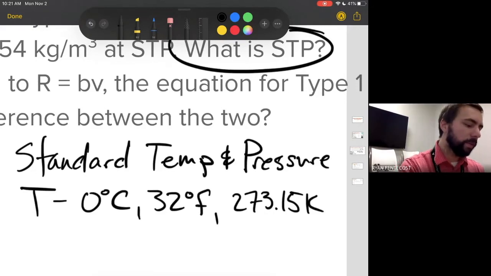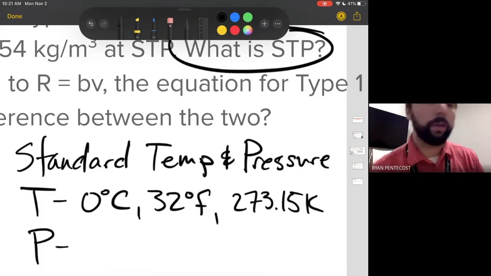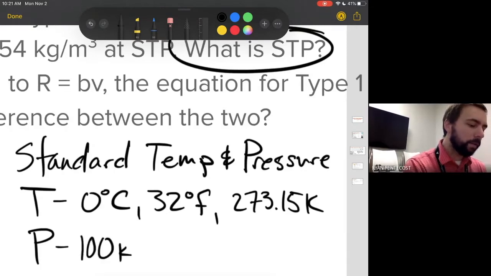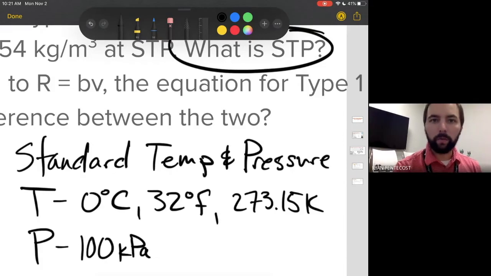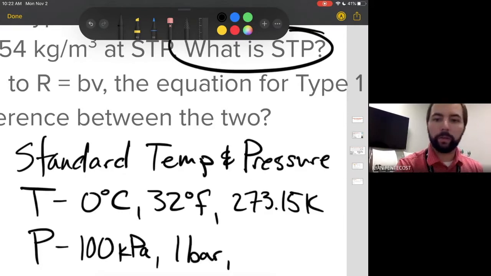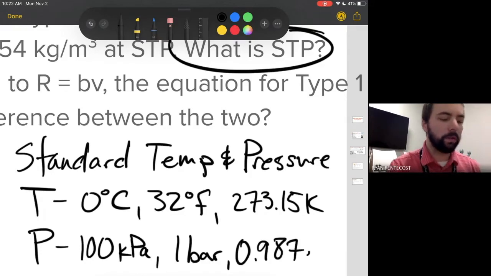For pressure, this is not something that we've really gone over in class. When you move on in your physics career, you'll talk a lot more about pressure, especially when you get into thermodynamics. The pressure is standard at 100 kilopascals. Pascal is the standard unit for pressure. It can also be described as 1 bar of pressure, or it can be described as 0.987 atmospheres of pressure. Now, STP has changed over history.